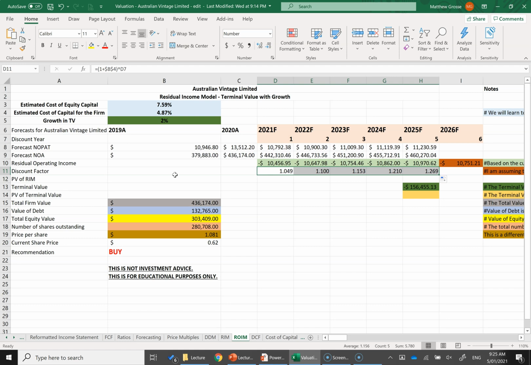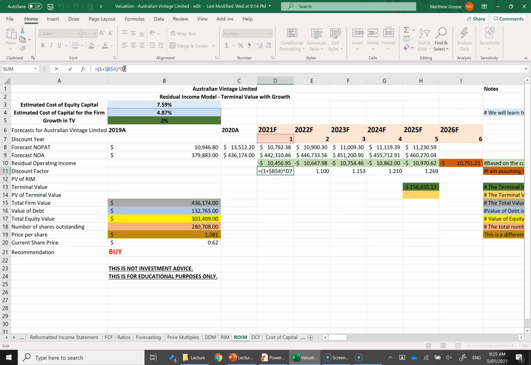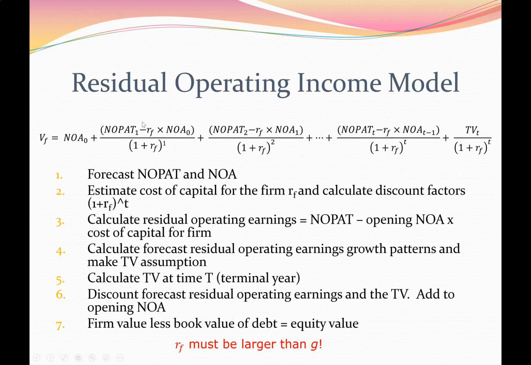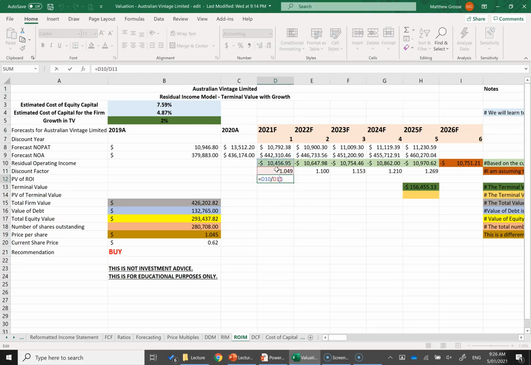Okay, so I've calculated the discount factor, 1 plus the cost of firm capital to the power of t. So in year 5, 1 plus the cost of capital to the power of 5. I can now calculate the present value of the residual operating income, and we'll do that by saying the residual operating income divided by the discount factor. What I've done here, this is the residual operating income. I calculated that on one line. A line underneath, I calculated the discount factor, and now in this current line in Excel, I'm just taking this number, dividing through by this number. Okay, the residual operating income divided through by the discount factor. So I now have the present value for each of these 5 years of residual operating income.